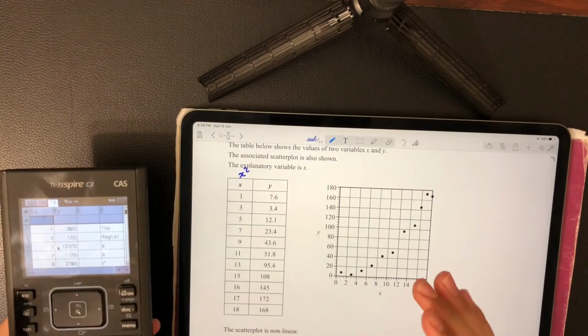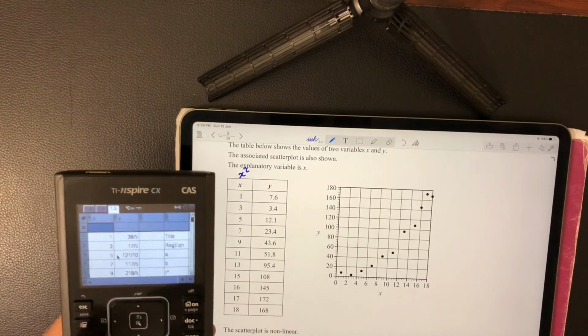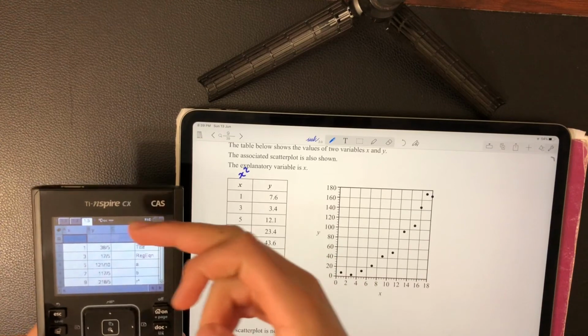Open a spreadsheet up, then enter the values of x and y in 2 columns. So you label the first column x and the second column y. Enter the values of x in the first column and enter the values of y under the y column.